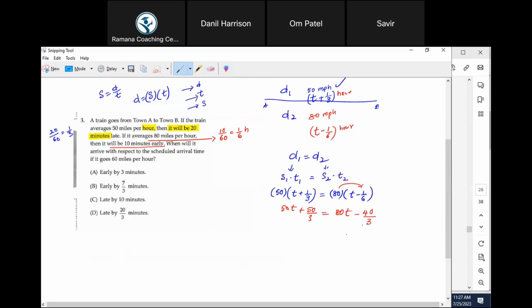Now go ahead and combine. Group the like terms. What is 50 over 3 plus 40 over 3? And then what is 80t minus 50t? 30t, correct? And what is 90 over 3? 30. Can I divide by 30 on both sides? So what is t equal to? That means, what is the time it is supposed to take? 1 hour. Is that making sense now? It is supposed to take 1 hour. If it were to arrive at the correct time, it should only take 1 hour. Is that clear, all of you?